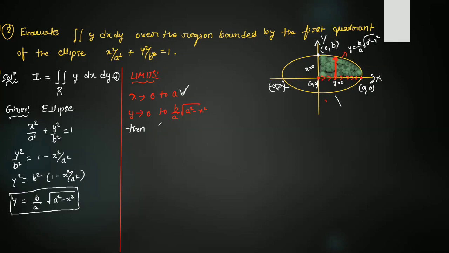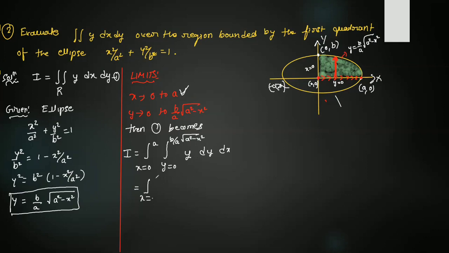Then 1 becomes I is equal to the integration of x from 0 to a, and the integration of y from 0 to b by a square root of a square minus x square. And our limits are y dy dx. I have to write dy here because y is there. Now integrate with respect to y first.